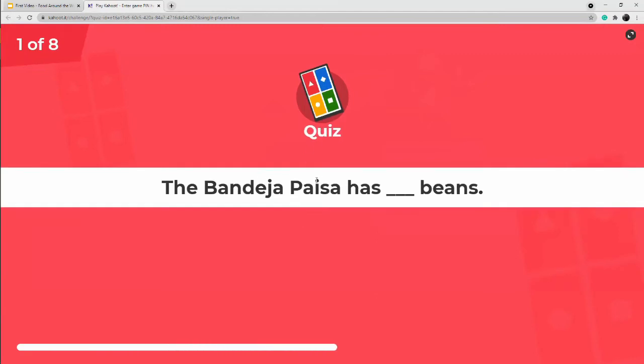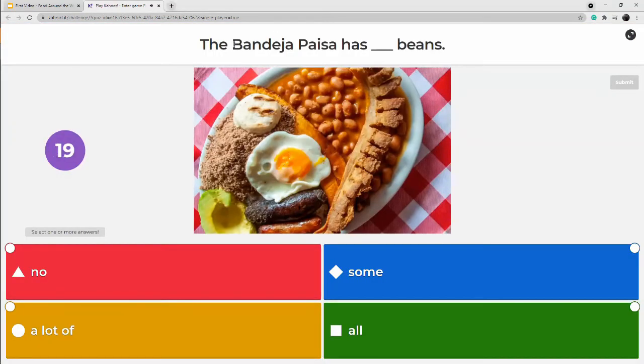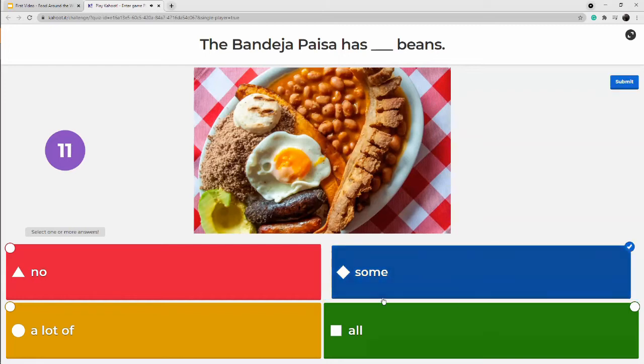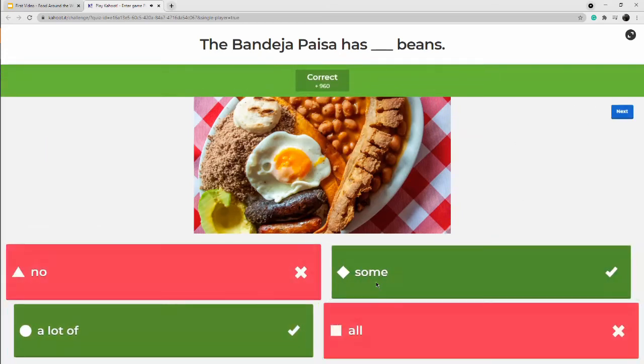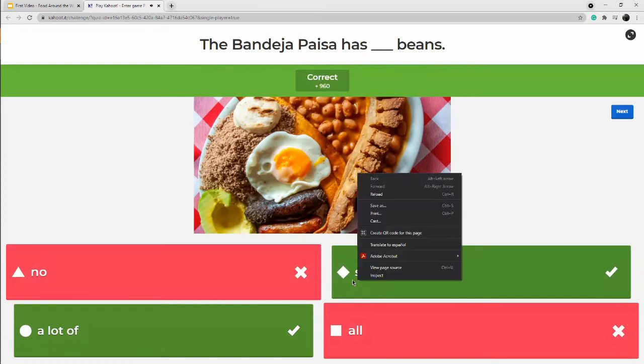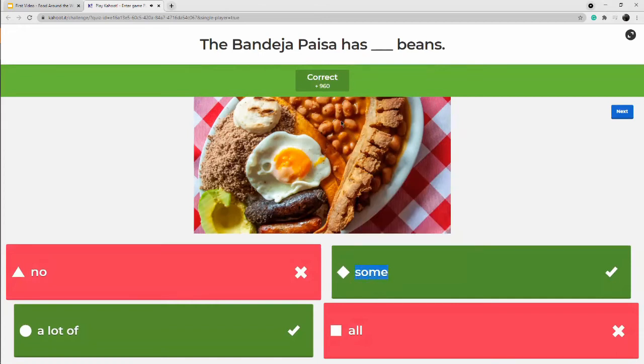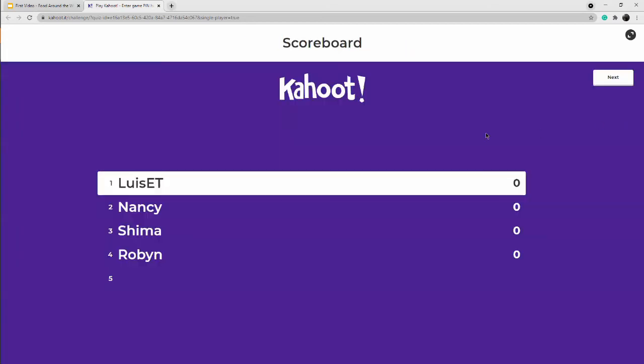Multi-select, so here we have more than one option that is right. The bandeja paisa has no beans? I guess here it has some beans, so it could be some beans. Bandeja paisa has all beans? No, it doesn't make sense. And a lot of beans? Yeah, it has a lot of those. So let's see. Yes, the bandeja paisa has some beans. As you can see, the beans are right here. You cannot say bandeja paisa has no beans, because what is a bandeja paisa with no beans?